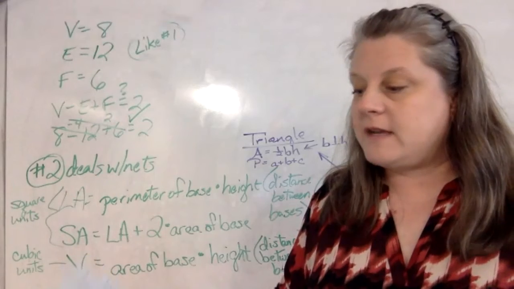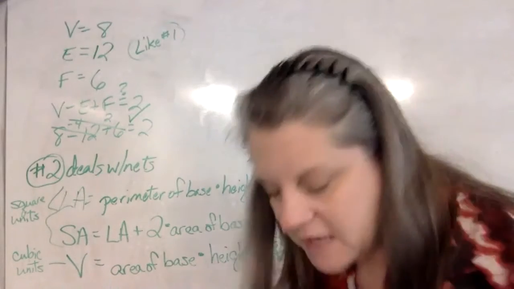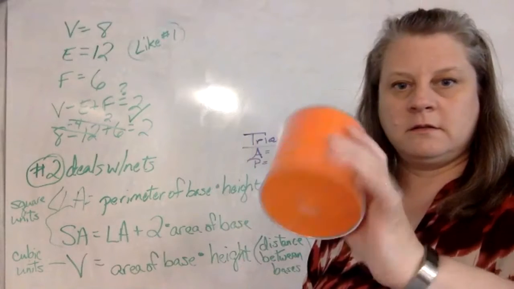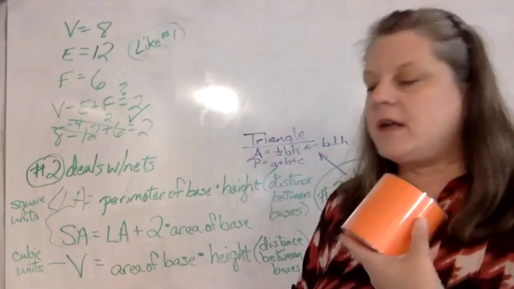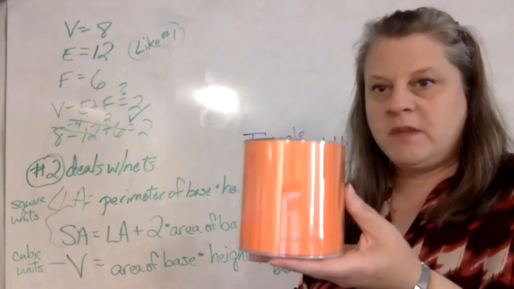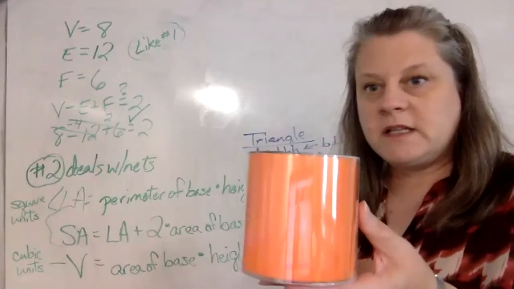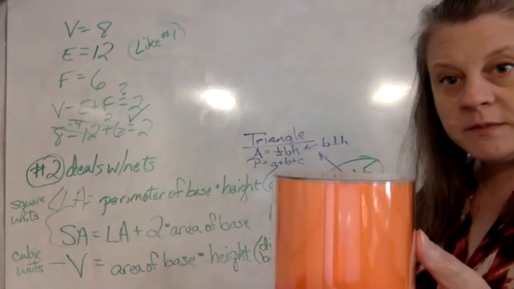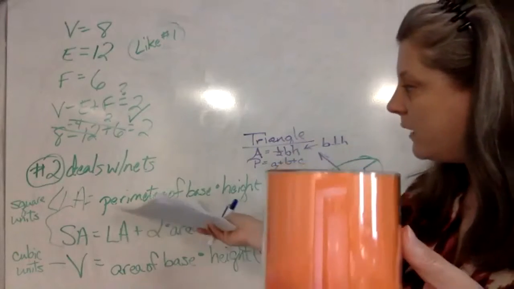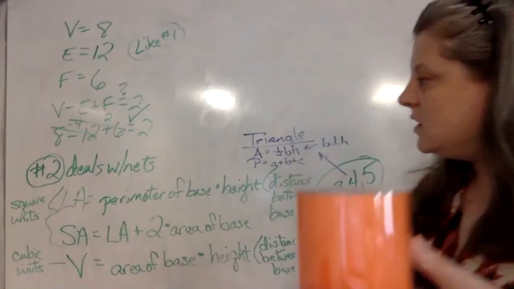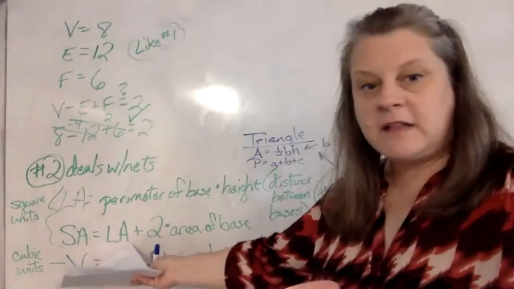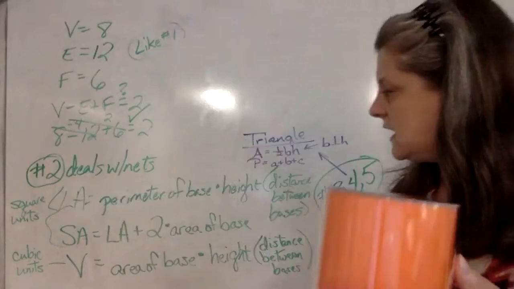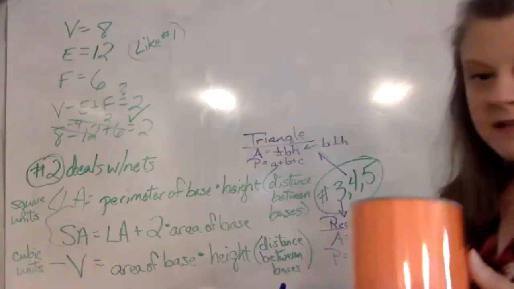So on number 7, it's talking about a shape. What was this shape called? A cylinder. Number 7, you have a cylinder. So the formulas for a cylinder work the same way as the prisms. You have the perimeter of the base times the height. For the total area, you have the lateral area plus the 2 areas of the bases, and then your volume is the area of the base times the height.